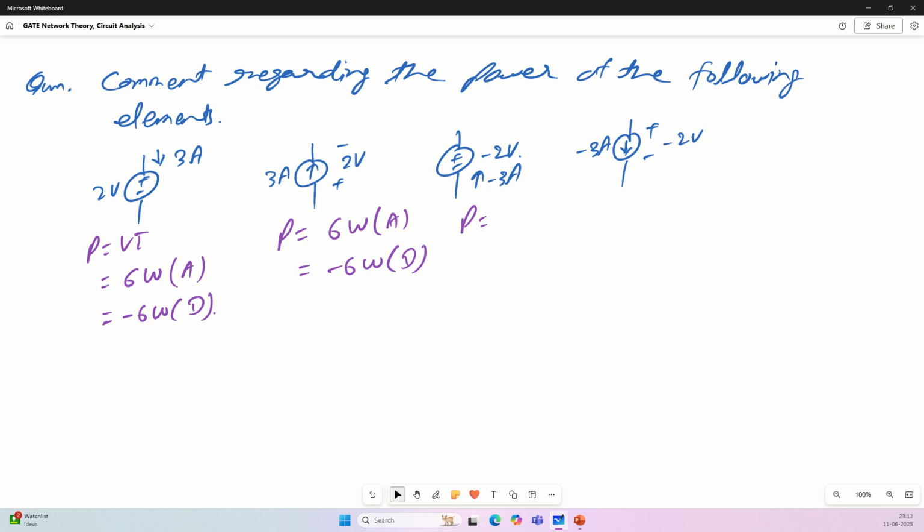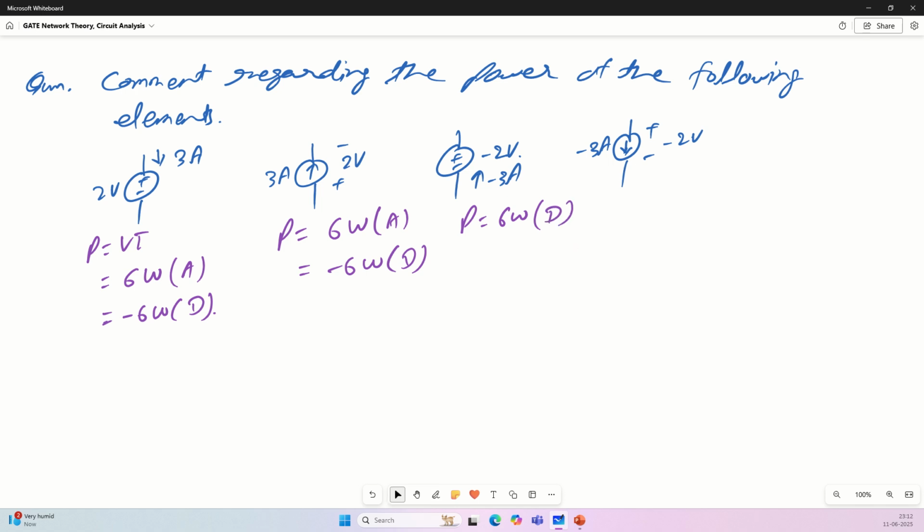Next one, if I talk about what will be the power. So power is 3 into 6 minus 2 into minus 3, that is 6. So I will write it down 6 watt. Now it is entering from negative terminal to positive, so basically it is going to deliver the power. So it will be delivering.